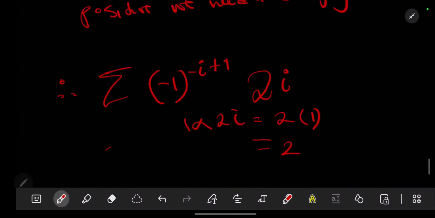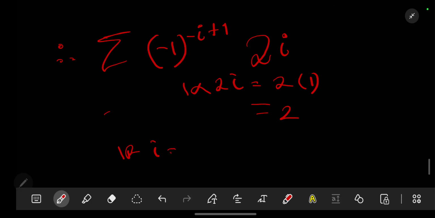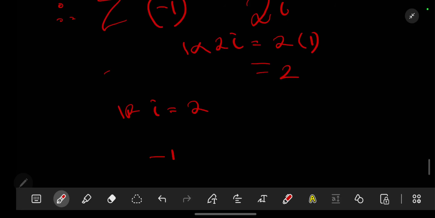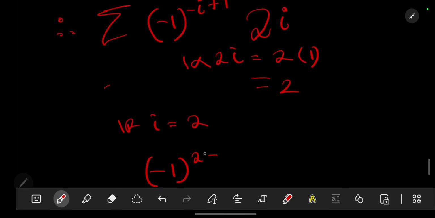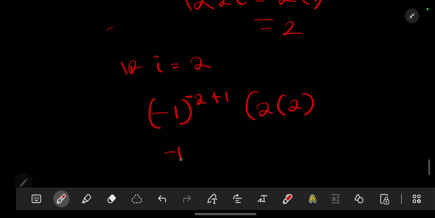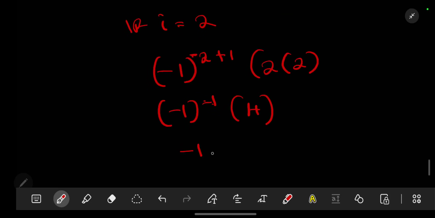If i is equal to 2, we are going to find that it will be -1 to the power of 2 plus 1, that will be -1. Then we have times our 2 times 2, which is 4. So -1 times our 4 will give us -4. So that is what we mean by we need a changing -1.